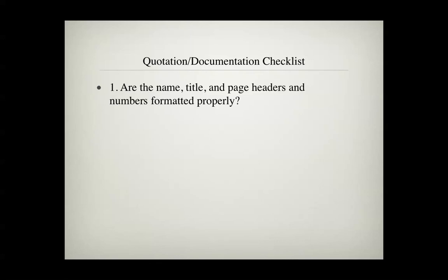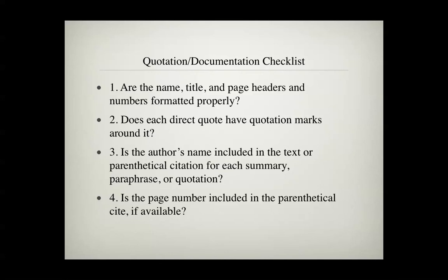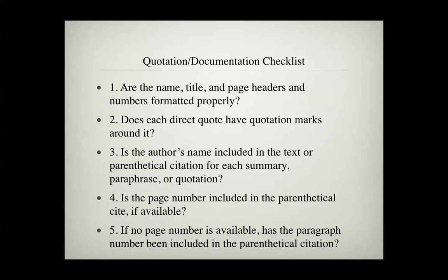So number one, are the name, title, and page headers and numbers formatted properly? Does each direct quote have quotation marks around it? Is the author's name included in the text or a parenthetical citation for each summary, paraphrase, and quote? Is the page number included in the parenthetical citation if available? If no page number is available, has the paragraph number been included in the parenthetical citation? Now, that is actually something from, I believe, APA, and that's not required in MLA, so you can actually omit number 5.